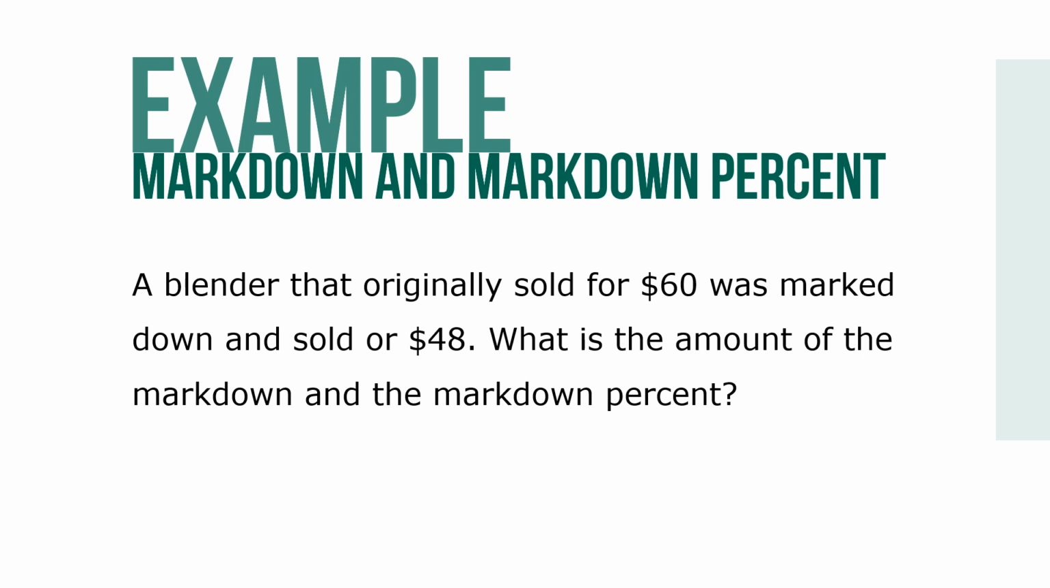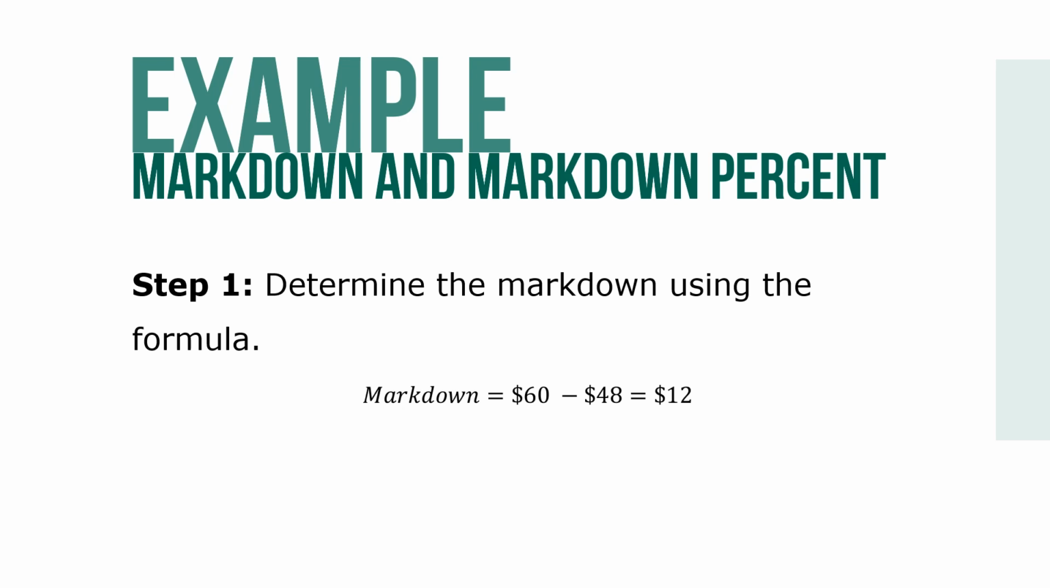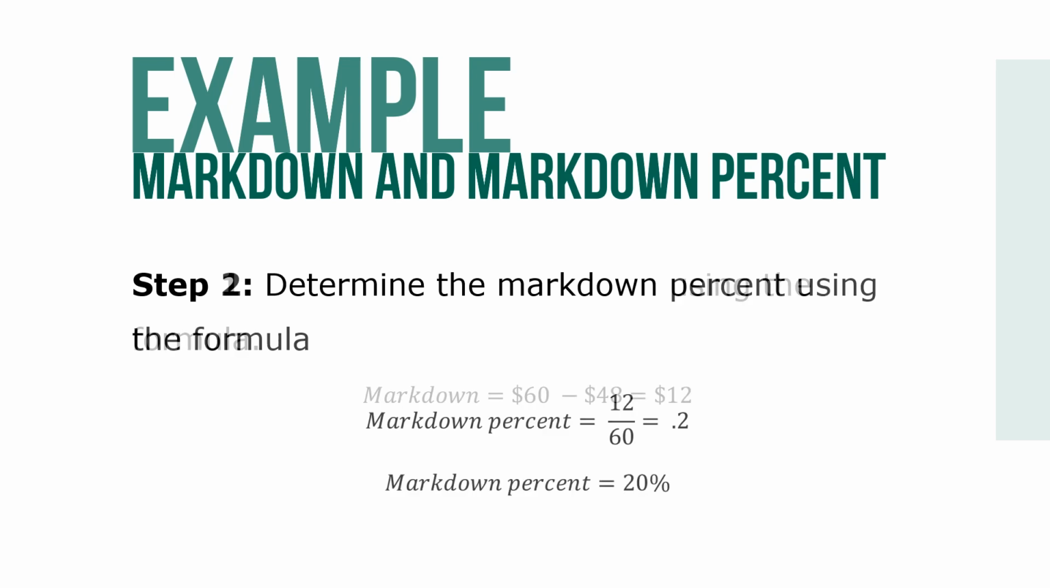Let's take a look at an example. A blender that originally sold for $60 was marked down and sold for $48. What is the amount of the markdown and the markdown percent? Step 1. Determine the markdown using the formula. Markdown, in this case, equals $60 minus $48 for a total of $12 in markdown. Determine the markdown percent by using the formula. So markdown percent equals 12 over 60 or 0.2, giving us a 20% markdown.